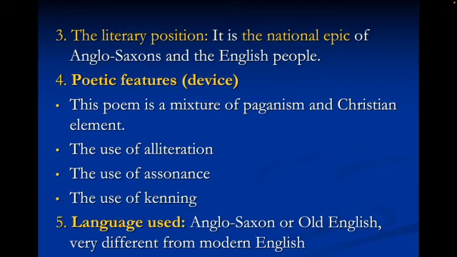Next is the literary position. It is the national epic of the Anglo-Saxons and the English people. When we look at its poetic features or devices, the poem is a mixture of paganism and Christian elements. We also want to look at the use of alliteration, the use of assonance, and the use of kenning. Now, the language that is used in Beowulf is Anglo-Saxon or Old English, which is very different from our modern English today.